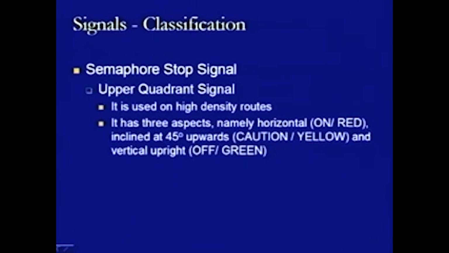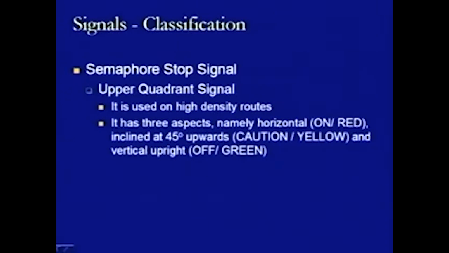It may have an inclined position, but instead of a downward inclined position, in the case of an upper quadrant signal it is 45° upward and it indicates caution, or in the color aspect system it will be yellow in color. Then there is a third condition which is vertically upright. This vertically upright means it is the off condition and it means it is green, and the train is allowed to move with the same speed with which it is coming.